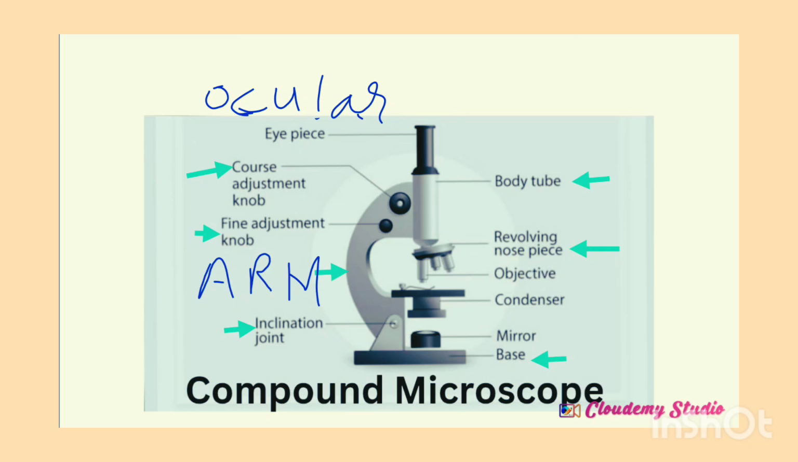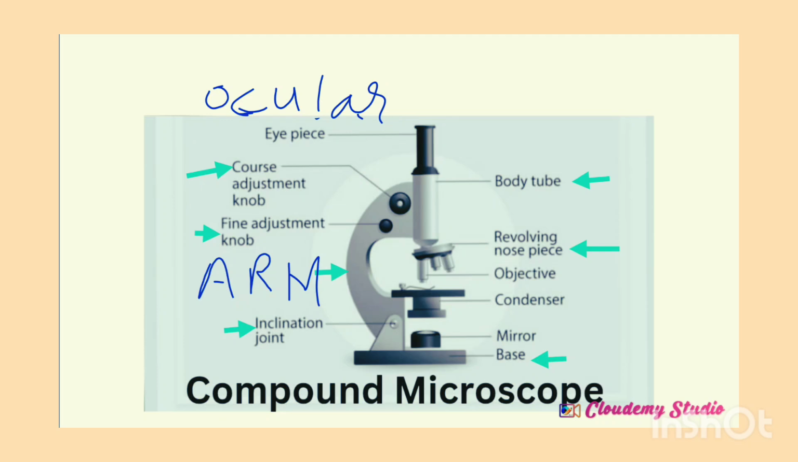And this inclination joint is also used when the observation of the image has to be done in sitting position, because microscope can be tilted using this inclination joint. Then is the arm of the microscope. So this arm of the microscope is also known as the limb of the microscope and it is used to hold the microscope. Then here is the revolving nose piece. So this revolving nose piece, it holds the objectives of the microscope.